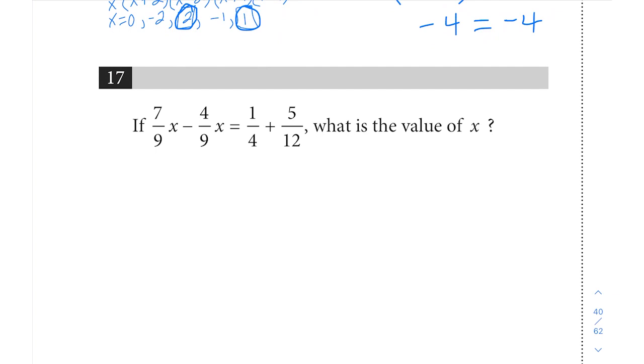Let's take a look at number 17. And here they just want to know the value of x. So let's see if we can combine like terms. 7 over 9x minus 4 over 9x. That's going to give us 3 over 9x.